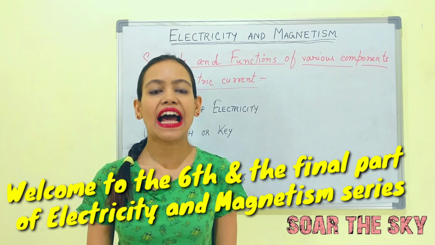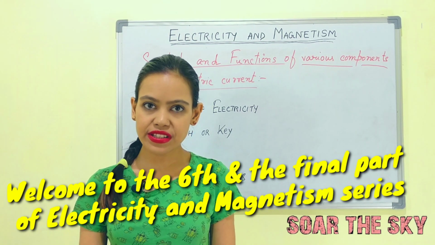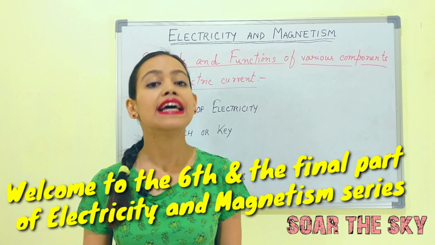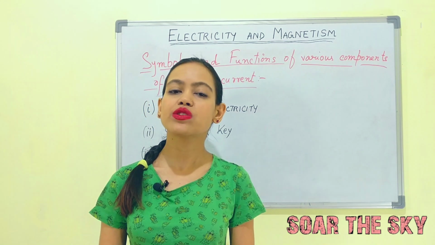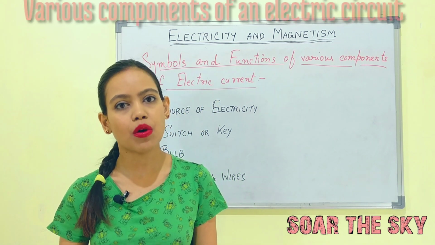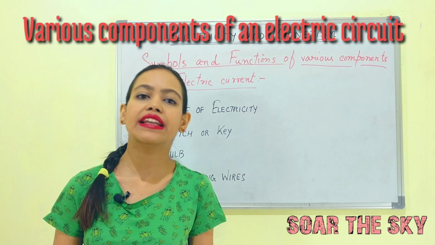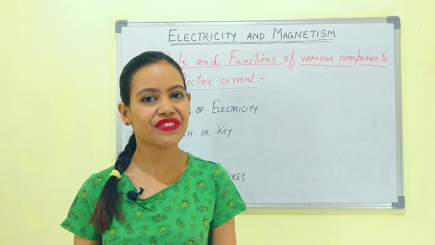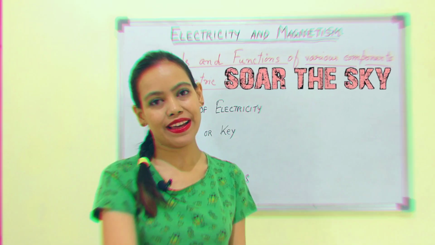Welcome to the sixth and the final part of the electricity and magnetism series. In this part, we are going to conclude the entire chapter by learning about the various symbols of the components of an electric circuit. So without any further delay, let's soar the sky.